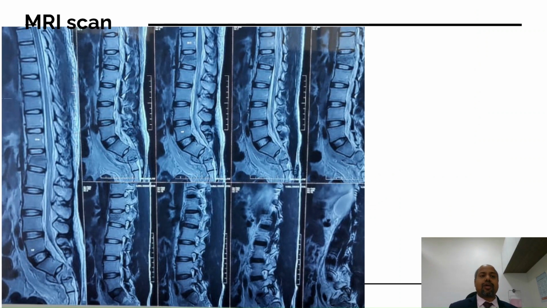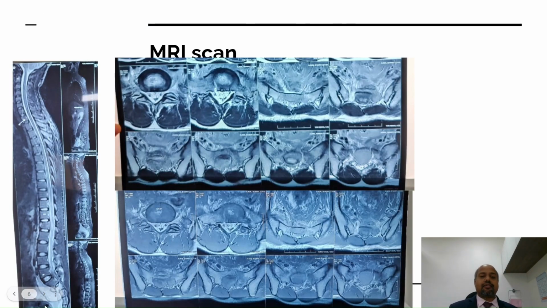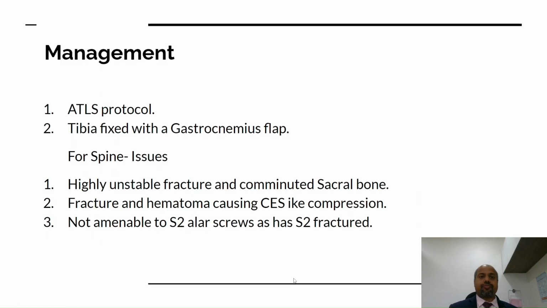On MRI you can see he has an L1 fracture which is stable, and he has this fracture in the sacrum which is a part of the spinopelvic dissociation. On axial scans you can see there is a huge hematoma down in the sacral segments which is causing compression of the sacral nerves.